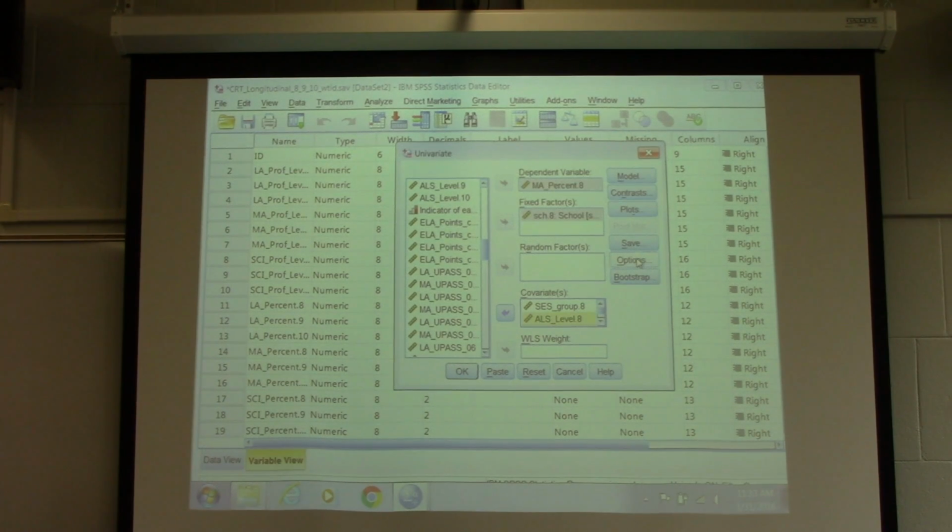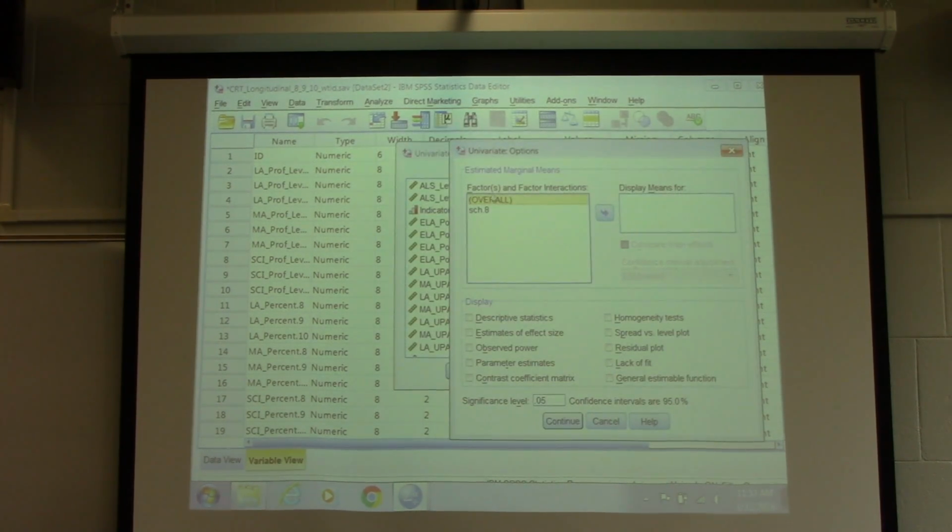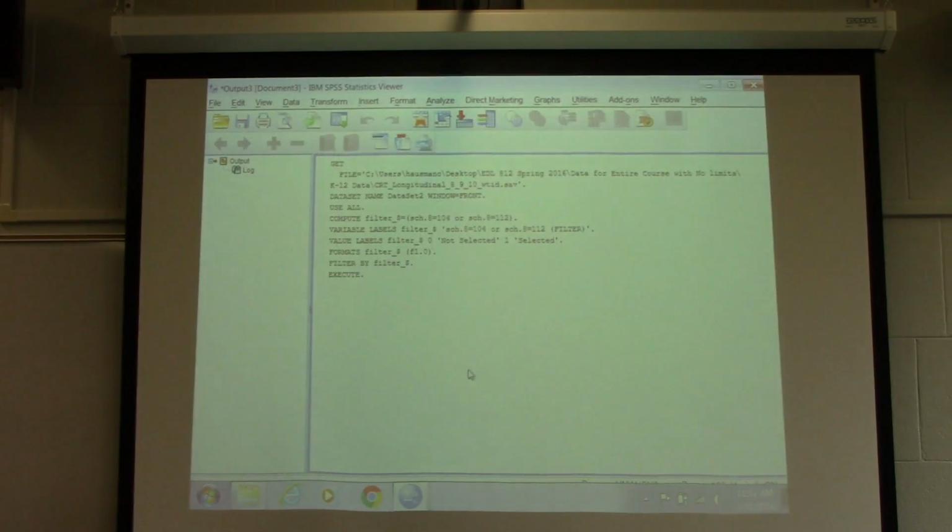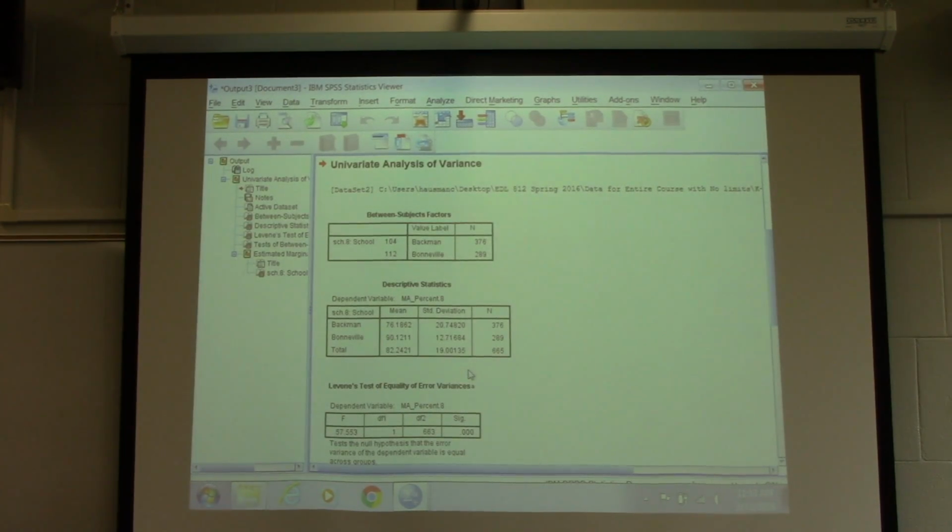So I'm going to go over to options, and I want to see the means for each school. I want to see my descriptive statistics, and I again want to see my homogeneity test, my Levene's test of homogeneity or equality of variance, which is an assumption I need for an ANCOVA to be valid. So I click continue, OK, and here's my ANCOVA.